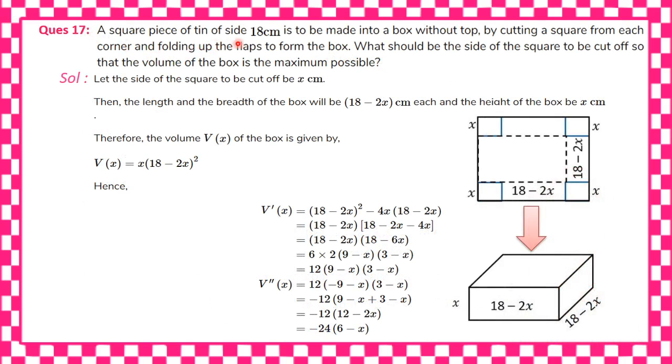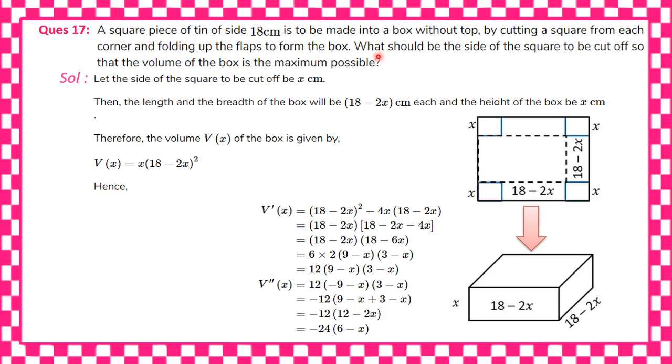A square piece of tin of side 18 cm is to be made into a box without top. Let the square piece of tin be this, with side 18 cm, by cutting a square from each corner and folding up the flaps to form the box. So let the side of the squares that we are cutting from each corner be x. What will be the remaining length? 18 minus 2x. Breadth will be 18 minus 2x.